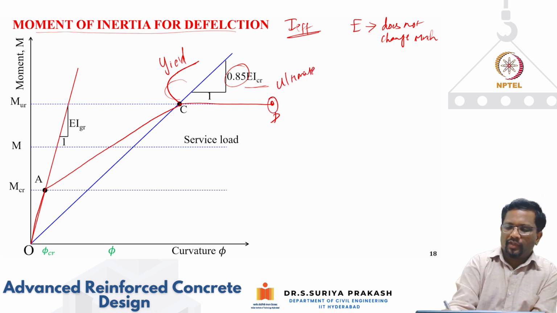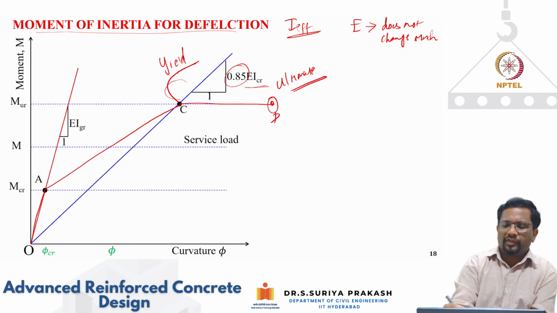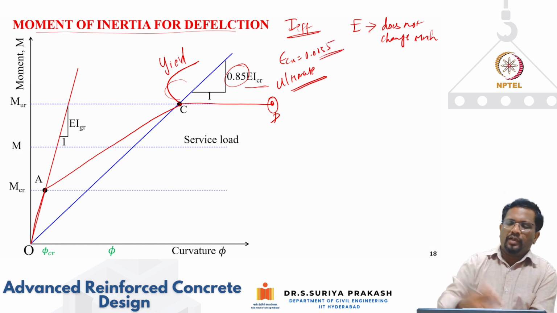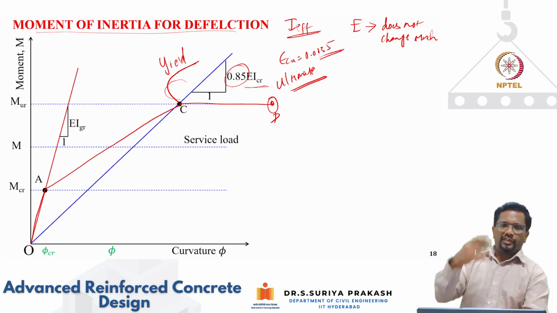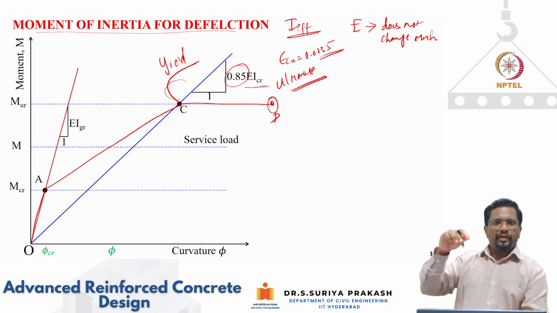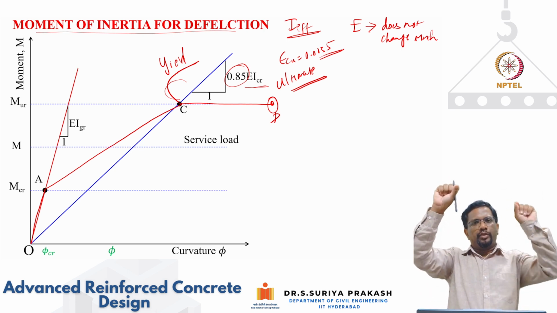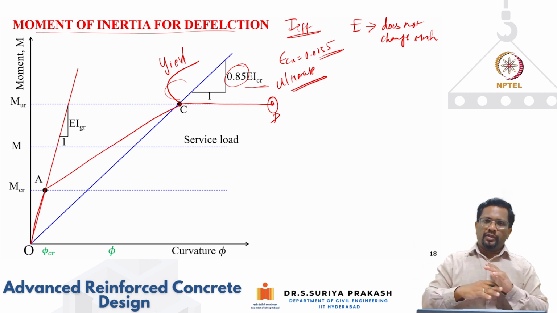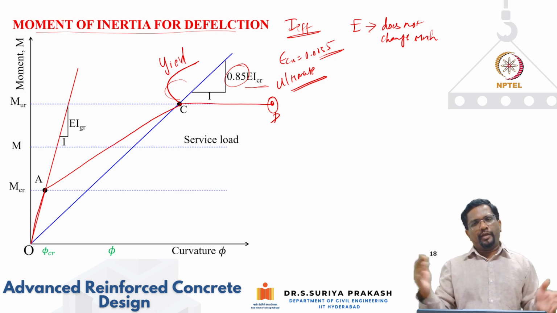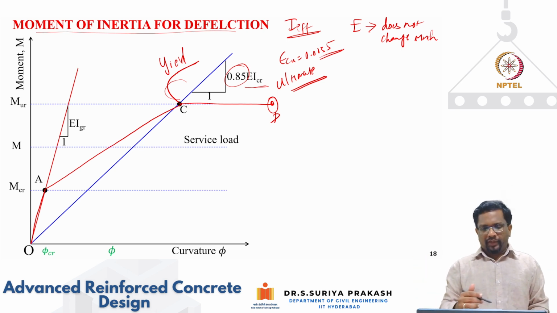Now, how do we get that ultimate point? When we did moment curvature analysis, we kept epsilon cu equal to 0.0035. And for the section that we considered in the very first example of 1200 mm square, you will find that the difference between ultimate moment and yielding moment was not much. So that is the reason that between yielding and ultimate, I keep it to be the same value, right? So it's an assumption.